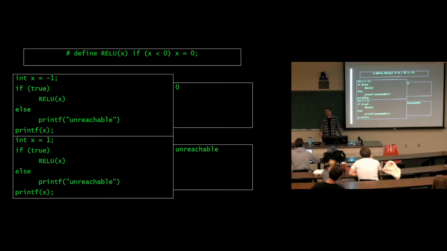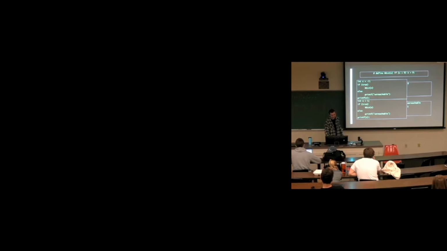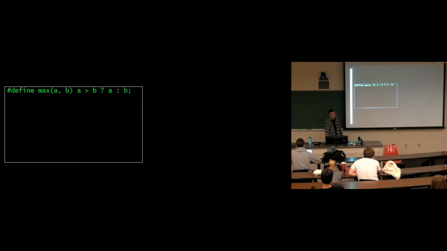All right, and now are you convinced that macros are bad? Yeah? Okay. All right, let's check out this one. This is the last one. We've got a macro, it takes the max of A and B. And then this is a ternary. Who knows ternary? A couple people. What this says is, if A is greater than B, evaluate to A, otherwise evaluate to B. It's an inline if statement.